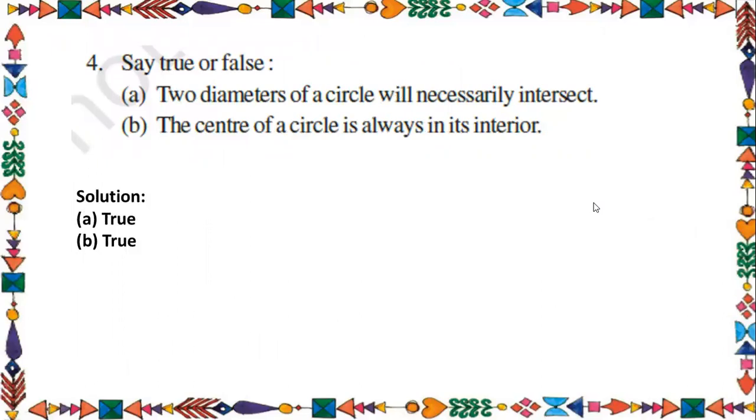Question 4. Say true or false. Two diameters of a circle will necessarily intersect. Always intersect because they are meeting at the center. The center is the intersecting point. Question B says, the center of a circle is always in its interior. Obviously, it is the interior of the circle. That is why it has equal distance from the other points.